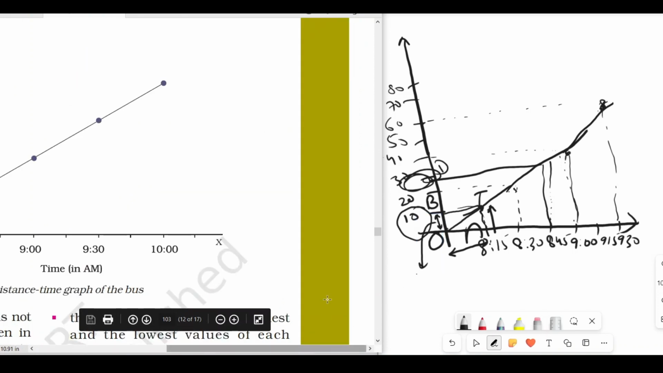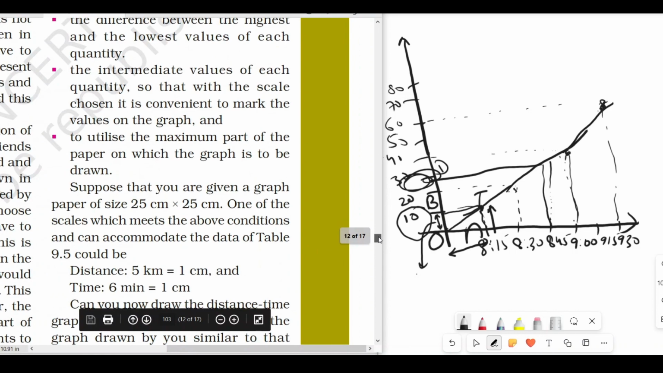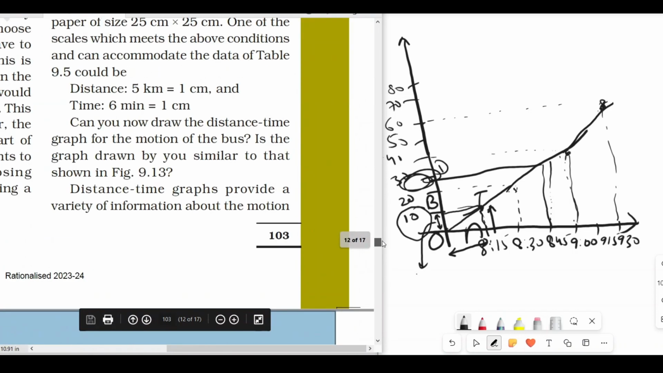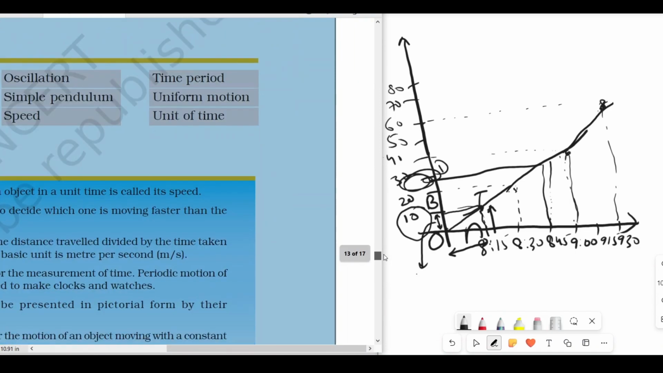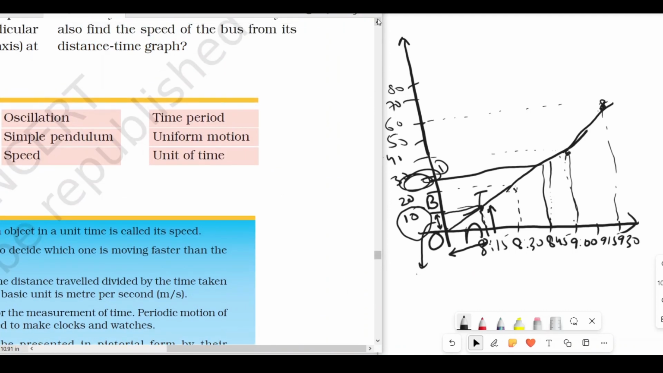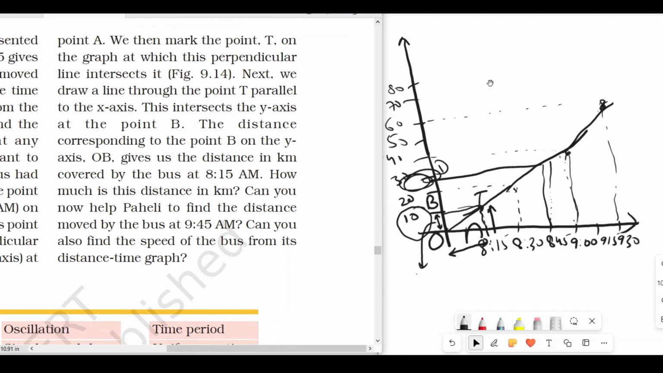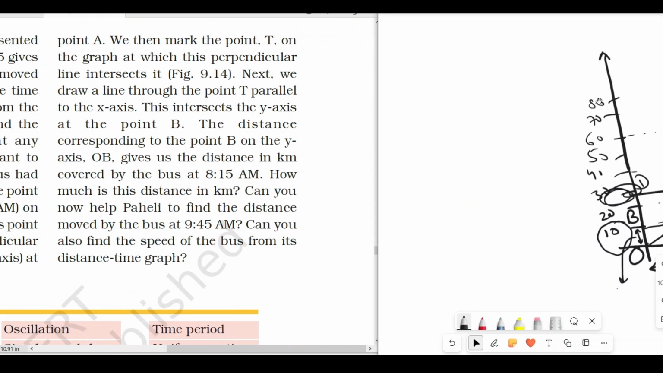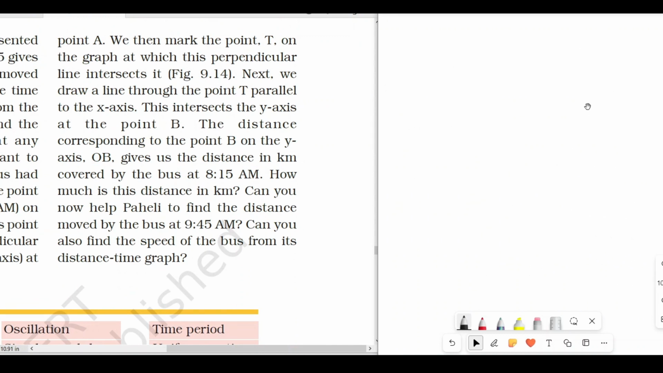Okay. Now, how do you find the speed of the bus? After all this study, do not forget the important thing. And what is the important thing? It's the formula for speed. Okay. So what was the formula? Do not forget the formula for speed, which is the distance covered upon time taken to cover the distance.